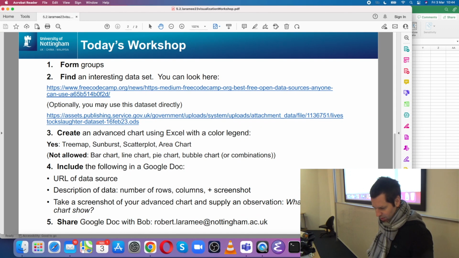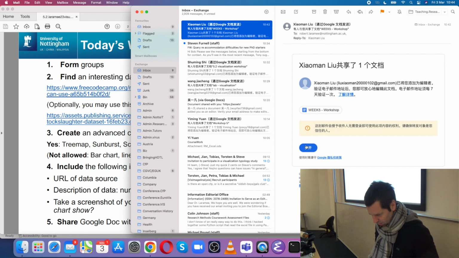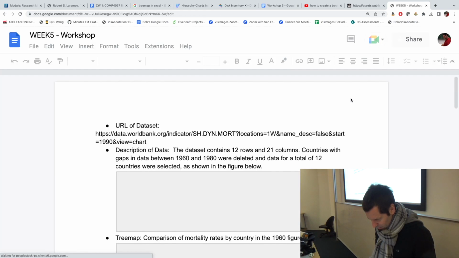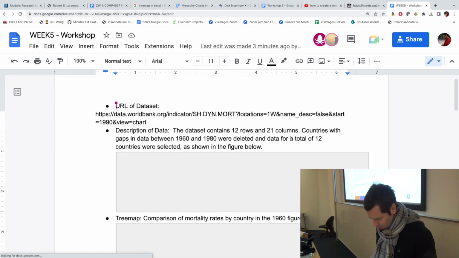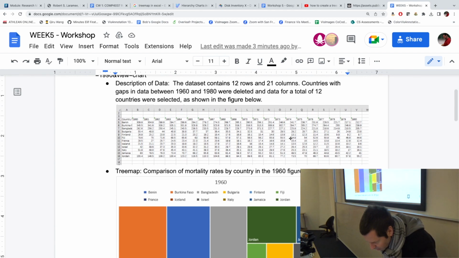Anyone else want to share their things? Okay, here's another one. Okay. Mortality. 21 countries with gaps in 12 countries. Okay, comparison of mortality by current 1960.